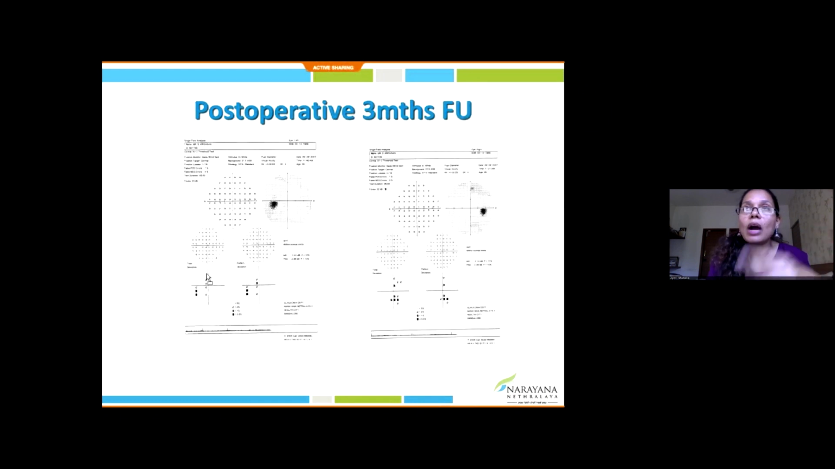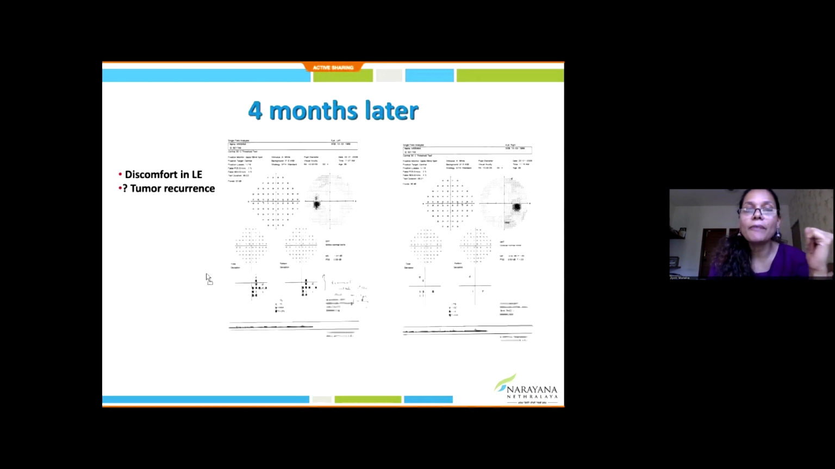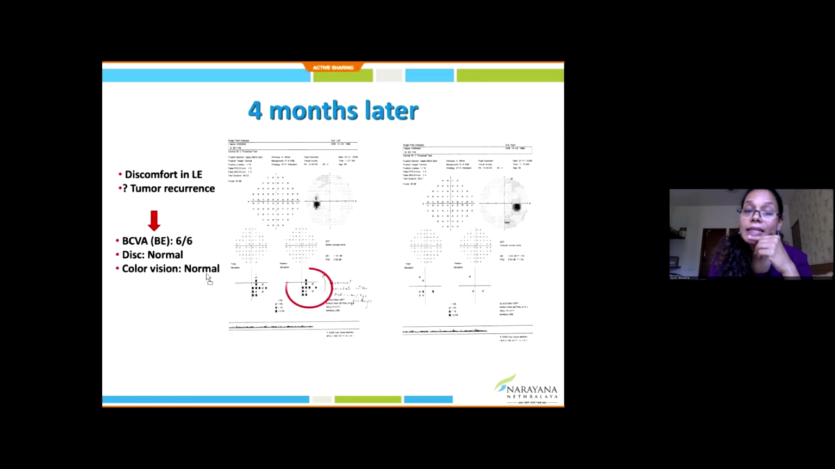Now, he was on regular follow-up, but 4 months later, he came back saying there's a discomfort in the left eye. He was worried, is the tumor recurring? Because in craniopharyngioma, you don't remove the tumor, you just decompress it, so it can grow again. So when we did the check, the vision was perfectly okay, the disc was normal, the color vision was normal. But if you look at the field defect, you're seeing a nasal defect.